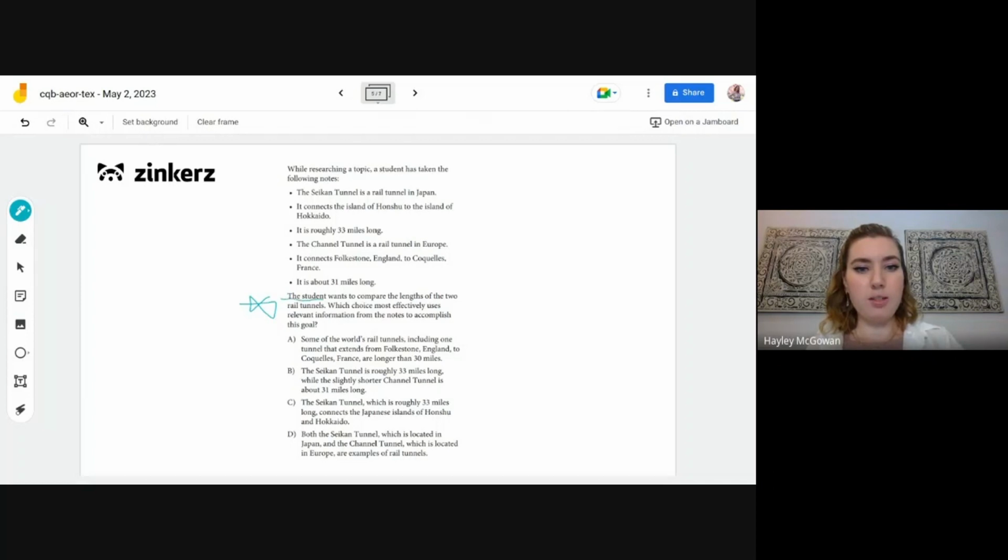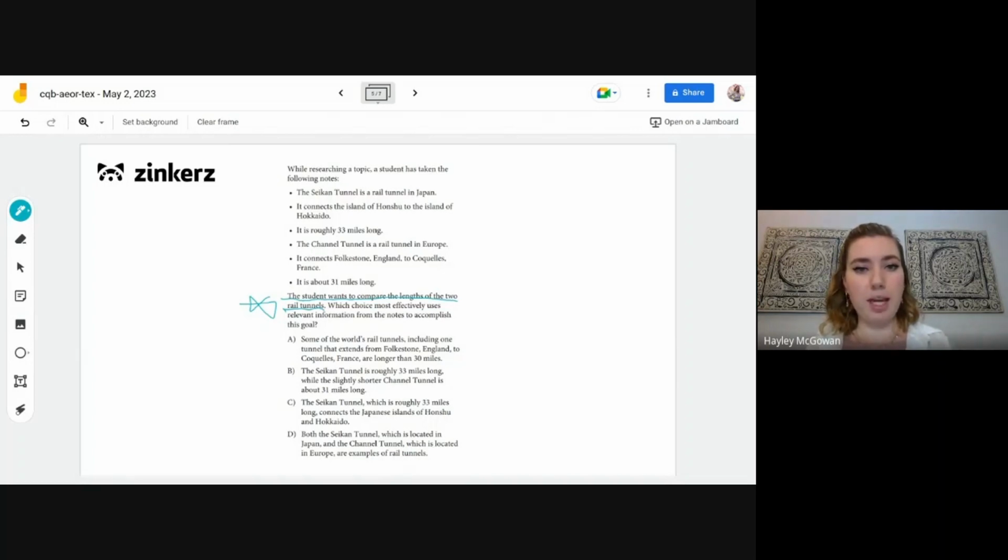So in this case, the student's goal is that they want to compare the lengths of the two rail tunnels, okay? This goal is going to be different for every question, so we always want to make sure we read that first before we look at the bullets. So we know we're talking about the lengths of the two rail tunnels. So let's see what the bullets tell us about that.